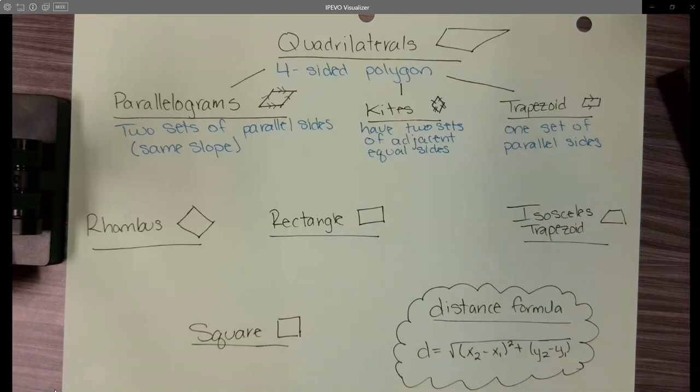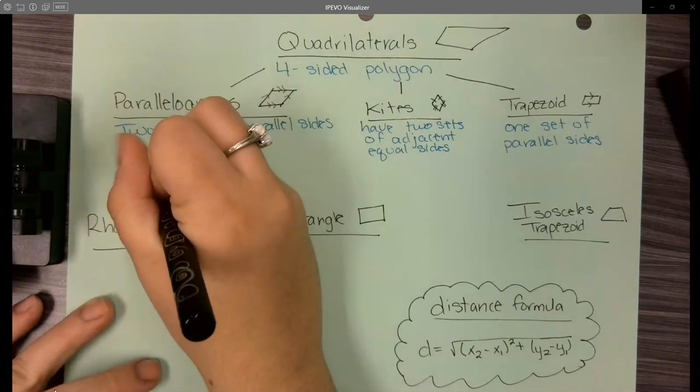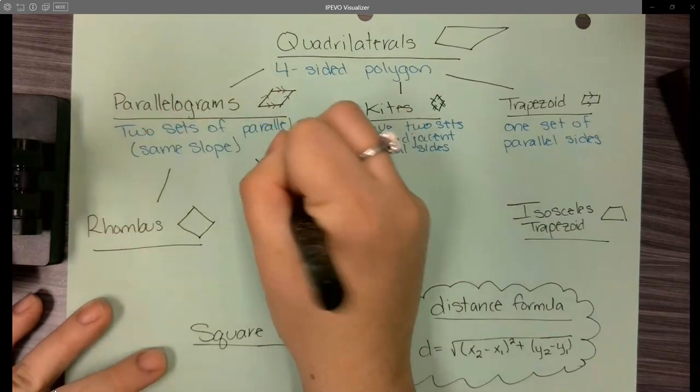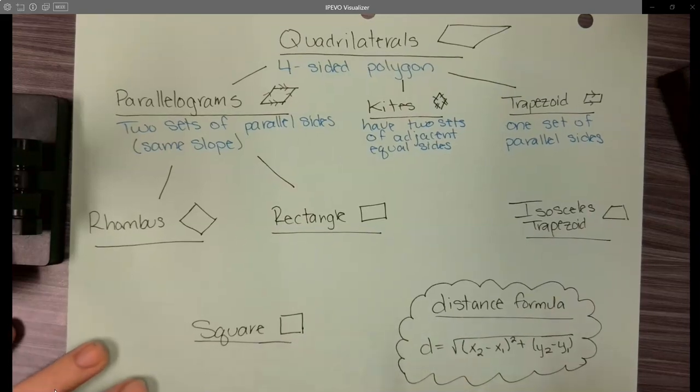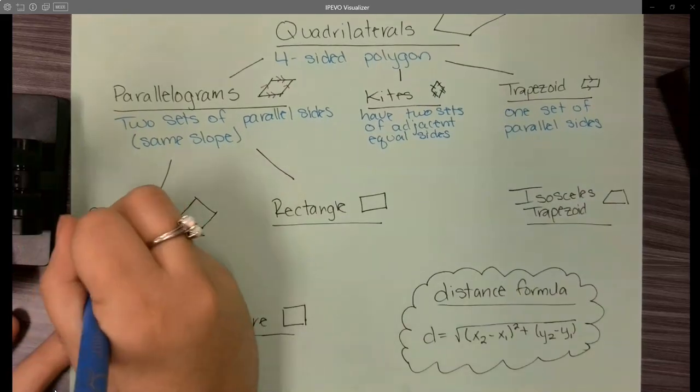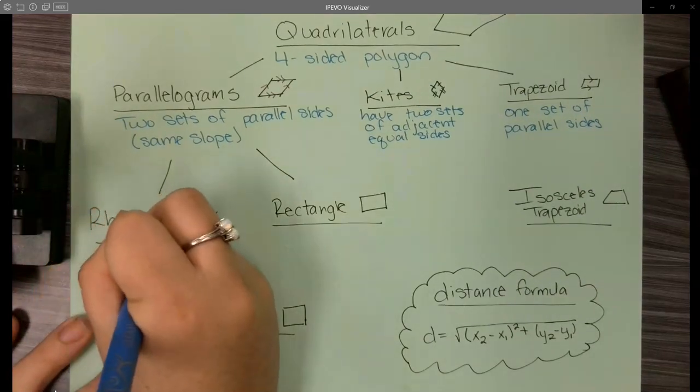Then, from parallelograms, I have two specific kinds of special parallelograms. You can either be a rhombus or a rectangle, or you can be a parallelogram in general. There's just more specific parallelograms. So for the rhombus, it's still going to be a parallelogram, so it's still going to have my two sets of parallel sides. But in addition to that, it has four equal sides.